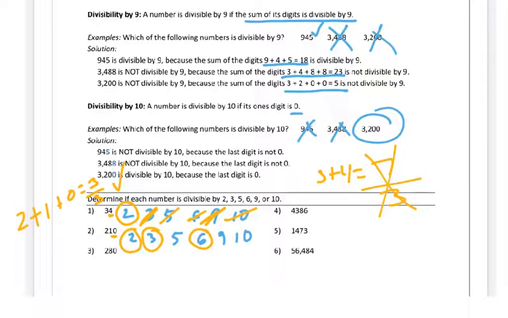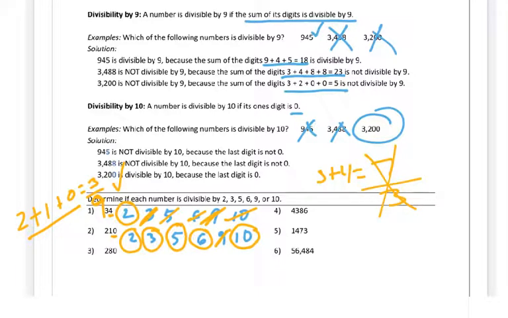5: does it end in a 0 or 5? It ends in a 0, so 5 can work. That's also the rule for 10, if it ends in a 0. Now the divisibility by 9 is just like 3, except it has to be divisible by 9. And because 3 is not divisible by 9, 9 goes away. So, on to number 3, 280.